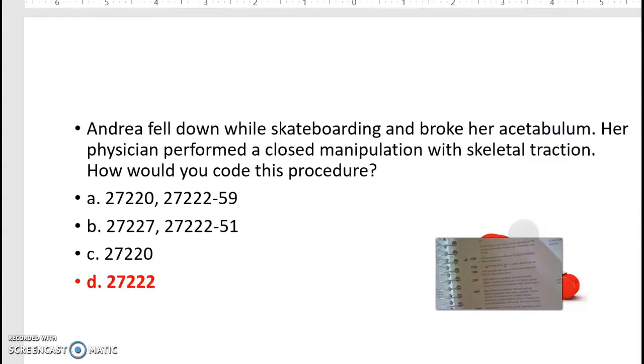I don't need a modifier. So in the exam, you don't even have to go to the index. You jump onto the tabular list. Right now, as a student, I want you to go to the index. I want you to figure out the different names, because that's how you learn the vocabulary.